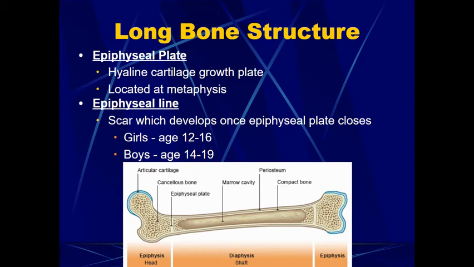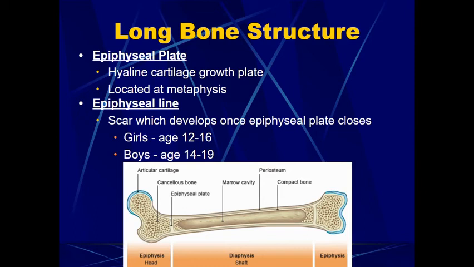So there is a growth plate on long bones that's called the epiphyseal plate. This plate is actually composed of hyaline cartilage, and it's between the epiphyses and the diaphysis. So that's where growth is going to occur. Eventually, when growth stops, that plate closes up. The hyaline cartilage no longer is there. It's just a scar remnant that is called the epiphyseal line.